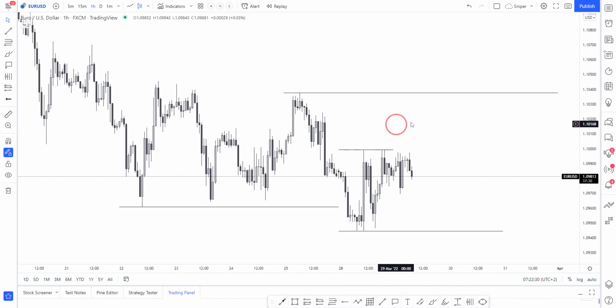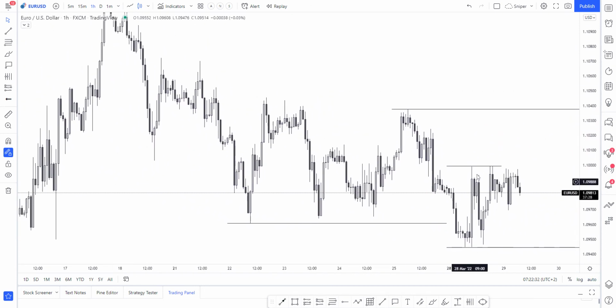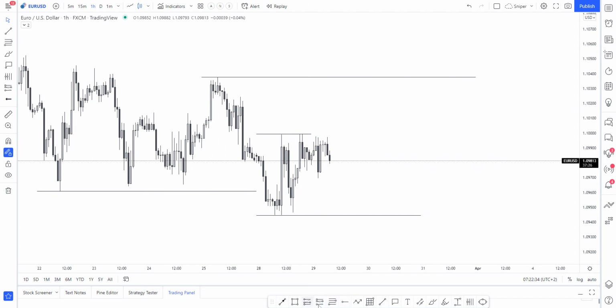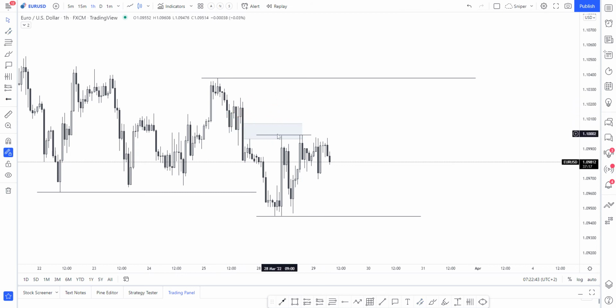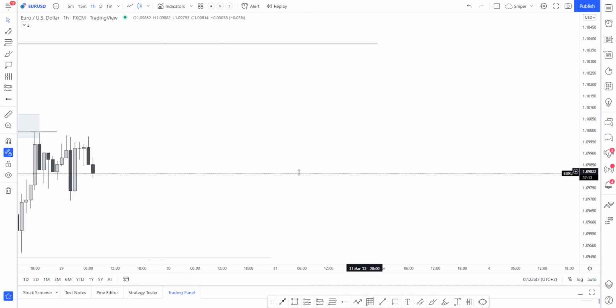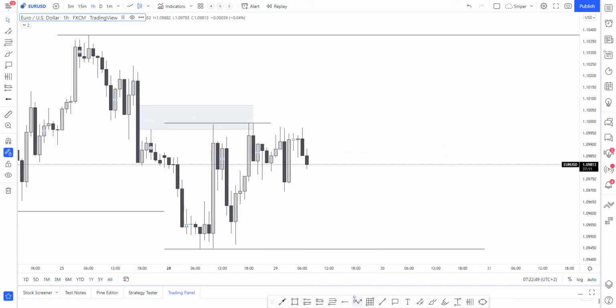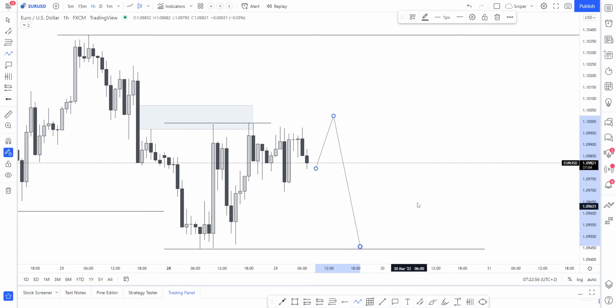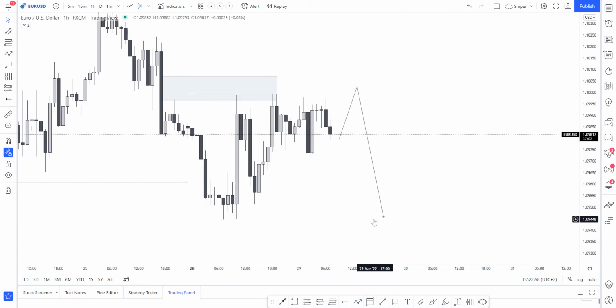Now I feel completely lost. It does look on the 1 hour like we're moving towards the downside. So bearish. We are respecting these areas like this, staying below this area. So I would be looking for sells personally. You might see a little sweep towards the upside and then further towards the downside. And I think this would be my target if I traded EU.